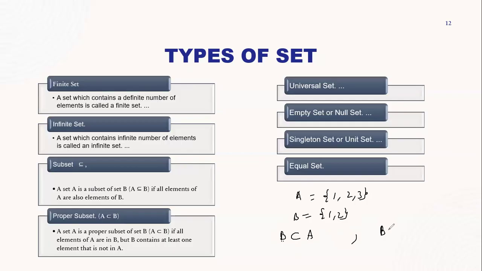B should not contain any element which is not present inside A. But what happens if we consider C as 1, 2, 3 here? If C contains 1, 2, 3, then we will use the symbol C is a subset of A. Here this is a proper subset. A proper subset does not contain all of the elements of A, but a subset contains, if this is the symbol, all elements of A. See here, you know this symbol, right? It means equal to, and we will discuss these things later.